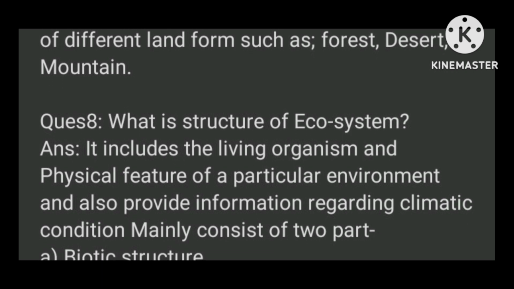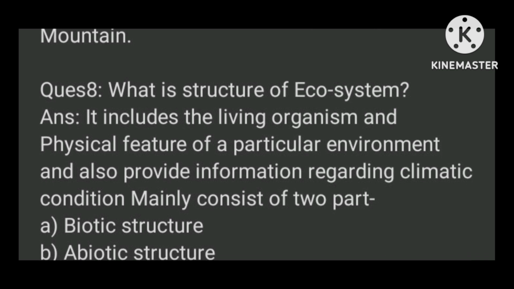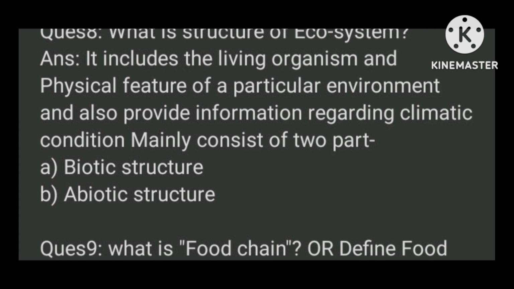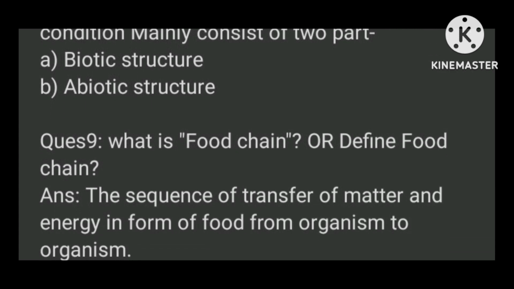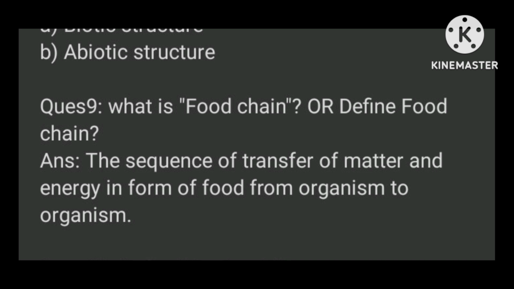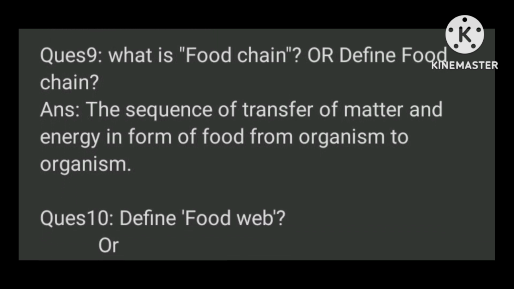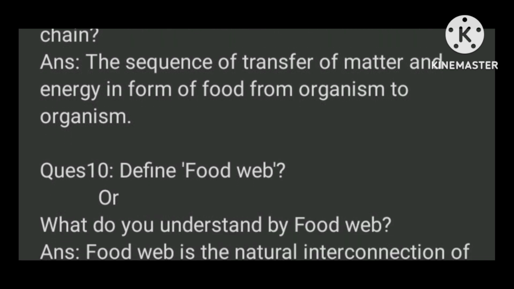Question number 8. What is the structure of ecosystem? Answer. It includes the living organisms and physical features of a particular environment, and also provides information regarding climatic condition. It mainly consists of two parts: A. Biotic structure, B. Abiotic structure. Question number 9. What is food chain, or define food chain? Answer. The sequence of transfer of matter and energy in the form of food from organism to organism.